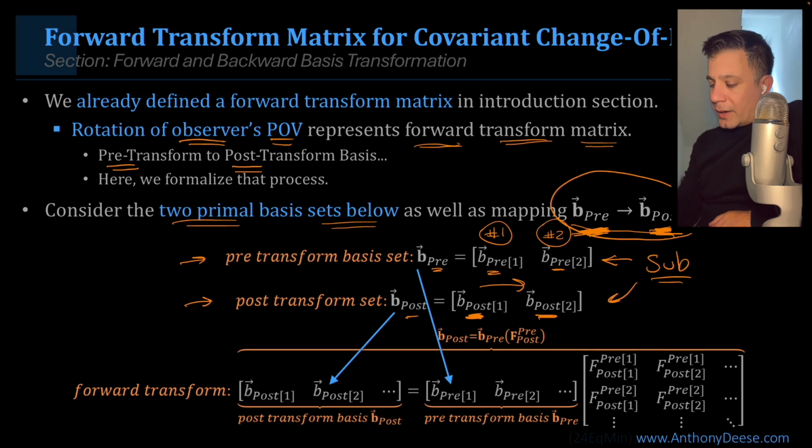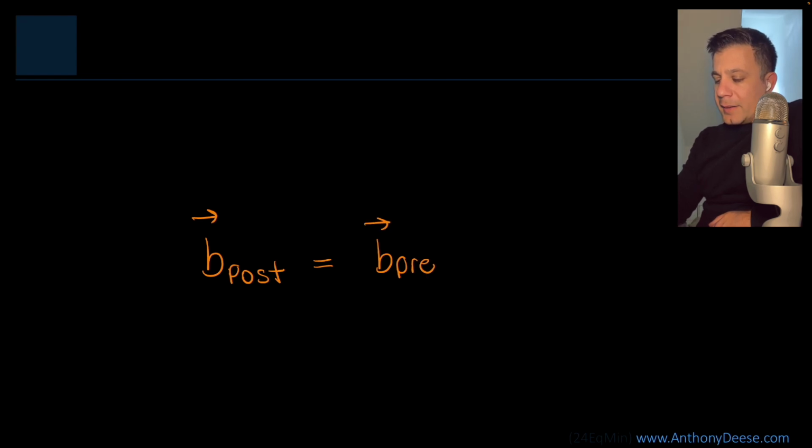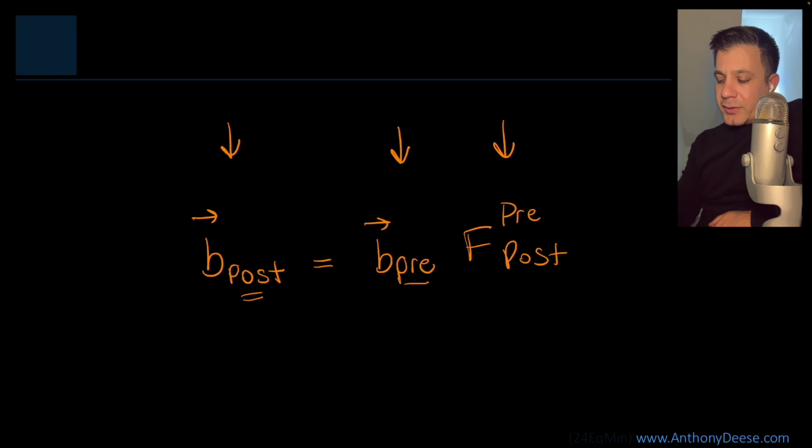Now the forward transform is shown right here, and it's a pretty straightforward equation. We have B post is equal to B pre, sorry, didn't really have space there, times some forward transform matrix. And I am going to put pre up top and post down below here. Now, actually, let me go to this blank slide to show a little bit more clearly. So we have B post, if I can write it, is equal to B pre times F pre post. So we have our post-transform basis, our pre-transform basis, and then we have the forward transform matrix.